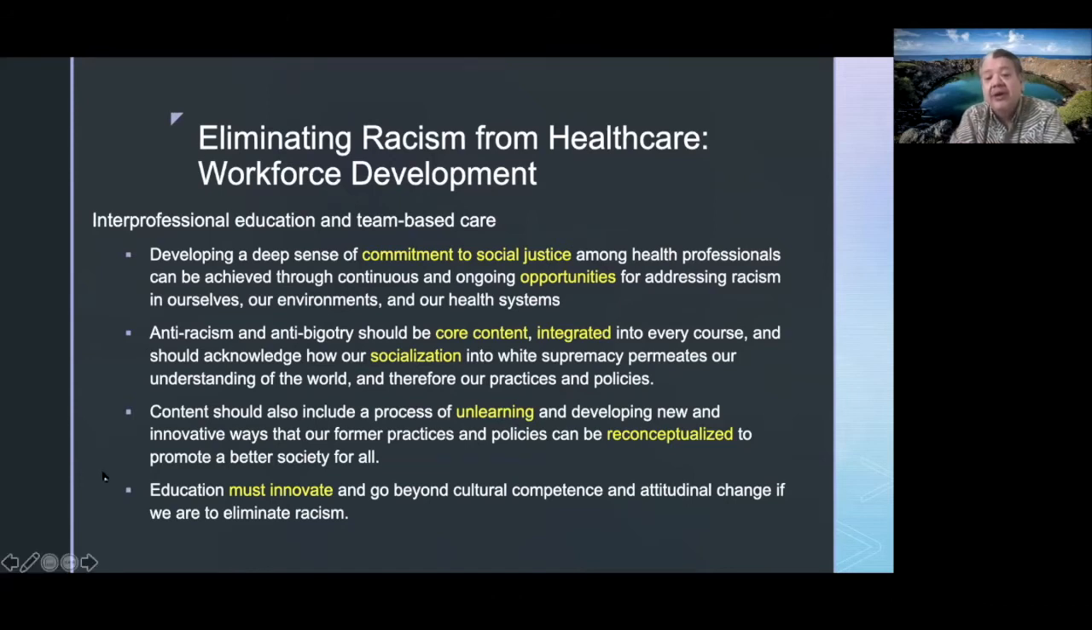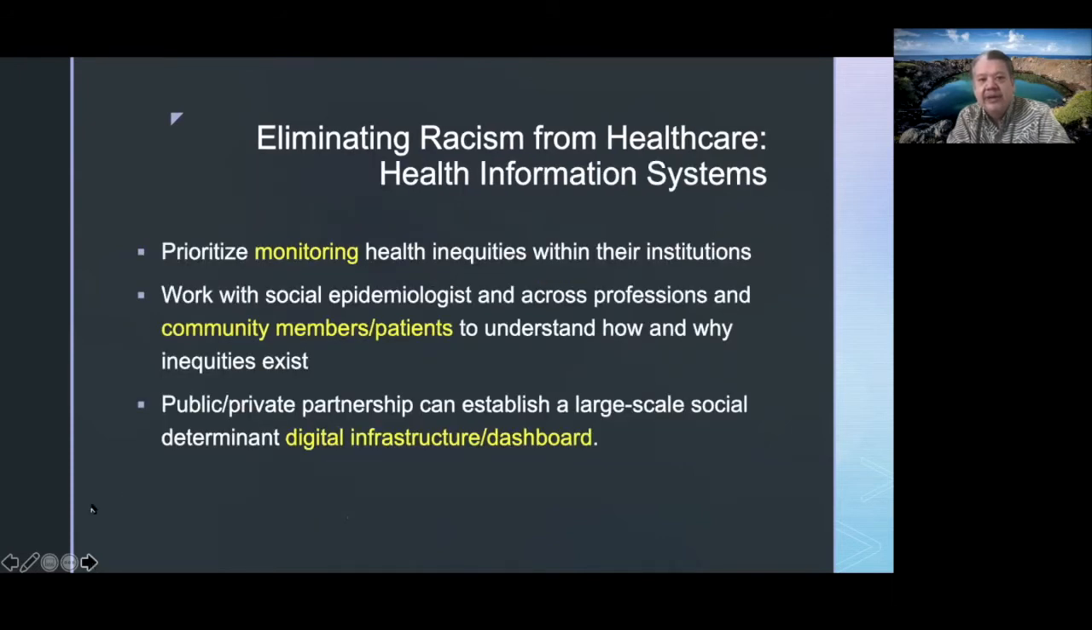And then we must also be encouraged to innovate, to go beyond just cultural competence and attitudinal change. And really, innovation is going to be key here because this is a growing area. The World Health Organization talks about health system information, prioritizing monitoring of healthcare systems within their own institution. This is something that even within the University of Washington, it's very difficult for me to get information on race, racial status of faculty, of staff, of students. And why is that? Well, basically they don't collect that data, or they don't care a lot about that data, or that data is behind multiple firewalls.